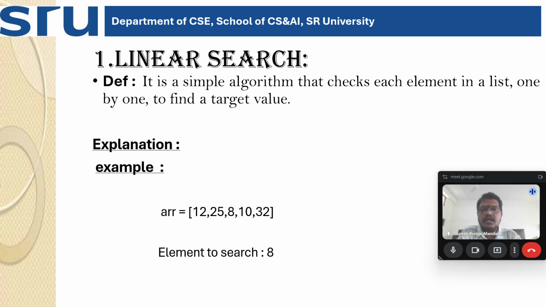The first algorithm we are going to study is called the linear search algorithm. This linear search algorithm we also call a sequential search. We will see the definition. It is a simple algorithm that checks each element in a list one by one to find the target value.